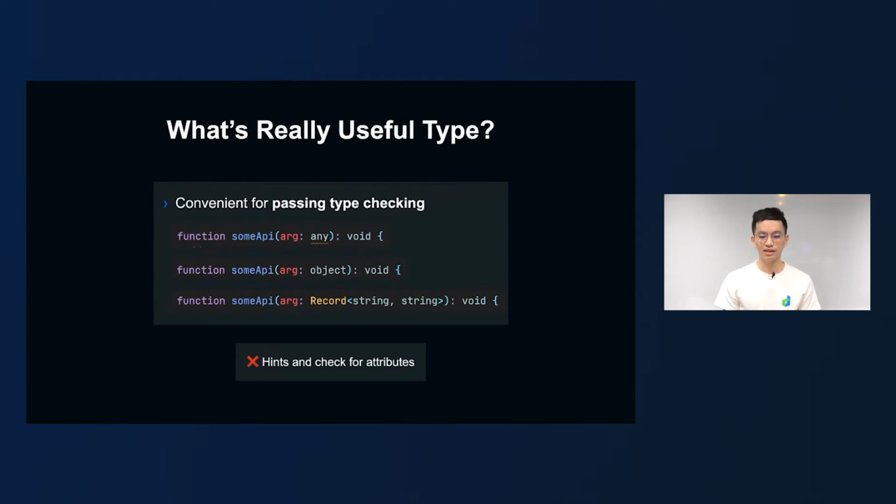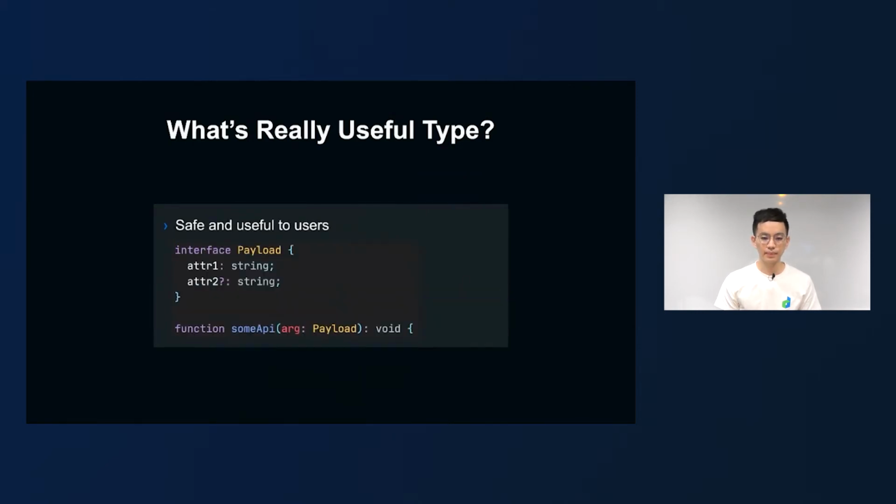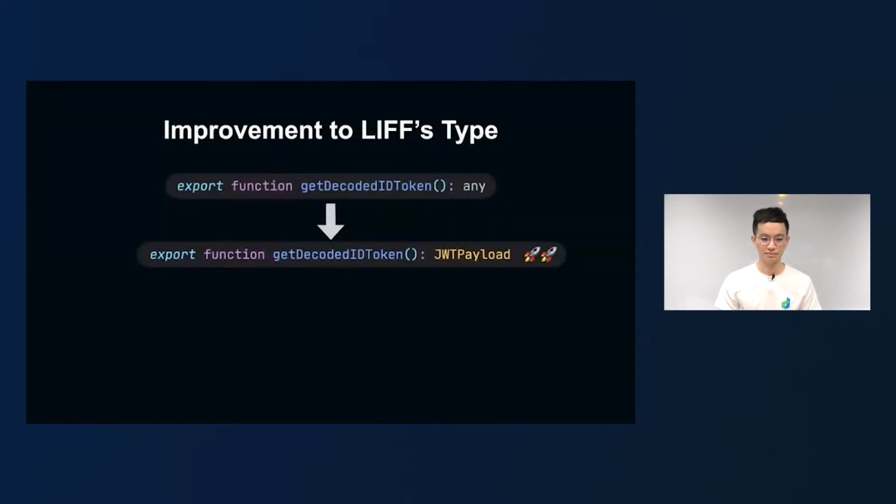And actually, this kind of definition is just for passing the type check, but this is not useful for users. Users cannot know what attributes are actually inside and do not get a type hint in their editor. So to deal with this kind of problem, we have to define the actual interface in detail and put this kind of interface as parameters.